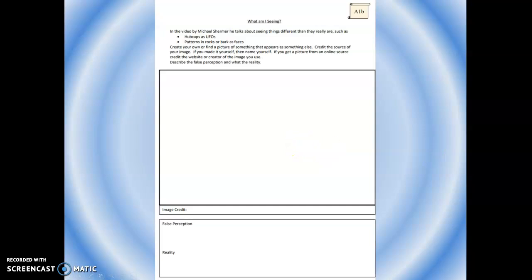And then on the back side of our worksheet, we've got an assignment called What Am I Seeing? In that TED Talk video by Michael Shermer, he talked about how people see things differently than they really are. So use the examples of hubcaps as UFOs or patterns in rock or bark or something like that. So create or find a picture of something that appears as something else. If you go online to find it, credit that image. If you make it yourself, name yourself as the source. And then down below, describe, what is the false perception? What does that look like? And then what is the reality of what it is? Right, so that's some good things there.